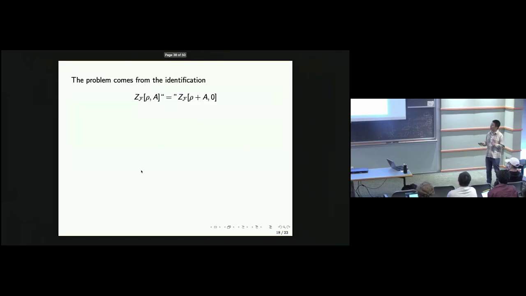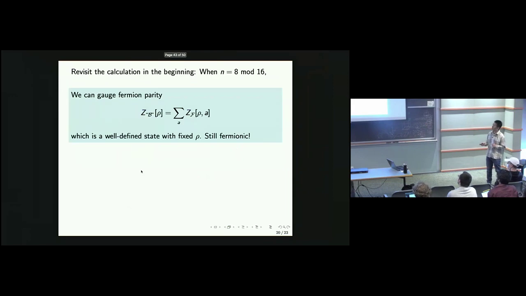Yes, the claim is, if you buy this argument, this general statement will tell you that for arbitrary genus the theory is again fermionic. But I haven't done the computation yet.